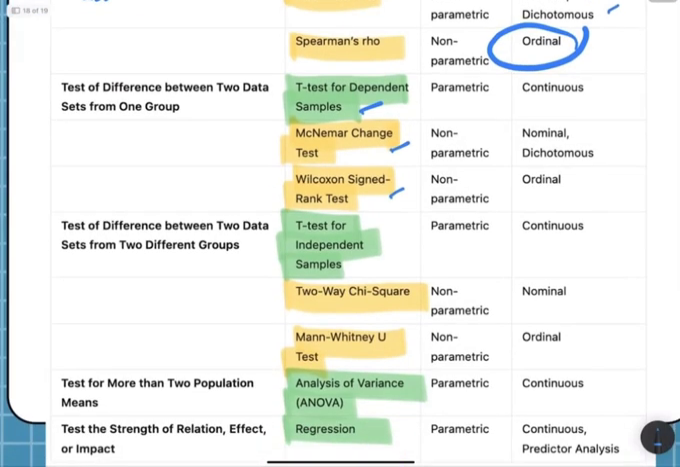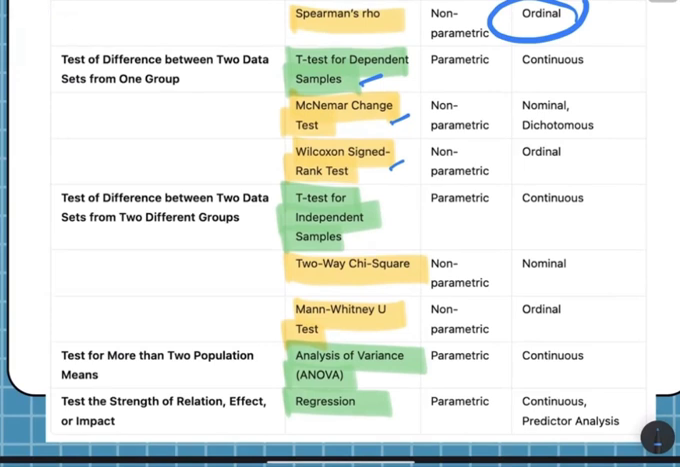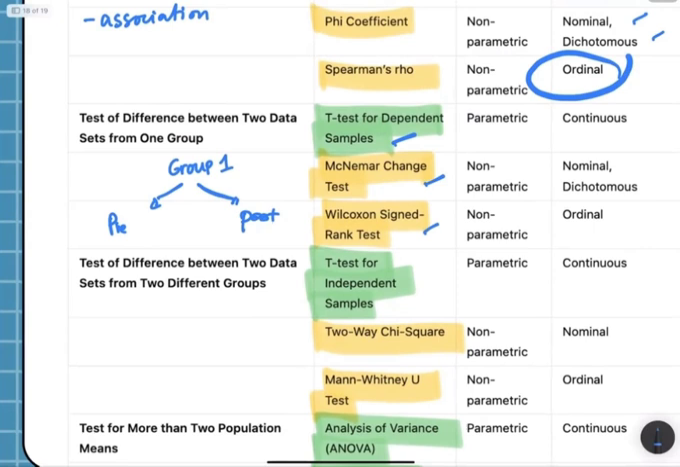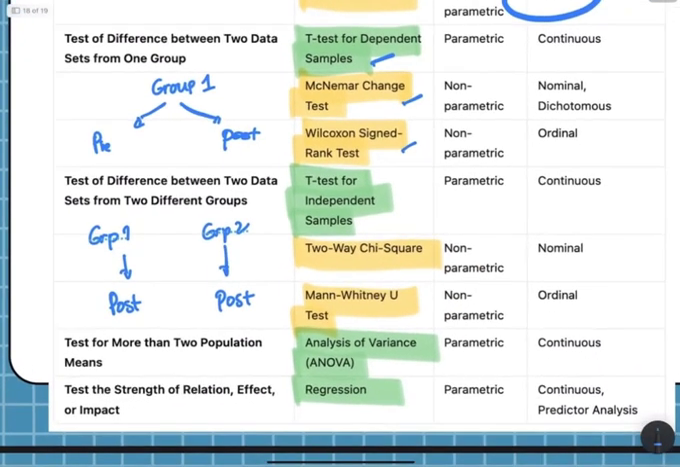But if we wanted to test the difference between two data sets from two groups, so meaning here you only have one group, let's say group one produces your pre-test score and your post-test score, you're going to use either t-test, McNemar test, or Wilcoxon signed rank test for this analysis. But in here, if you have group 1 and group 2, and group 1 gives us a post-test score, and group 2 also gives us a post-test score, then we have two means coming from two different groups. So we use your t-test for independent samples.